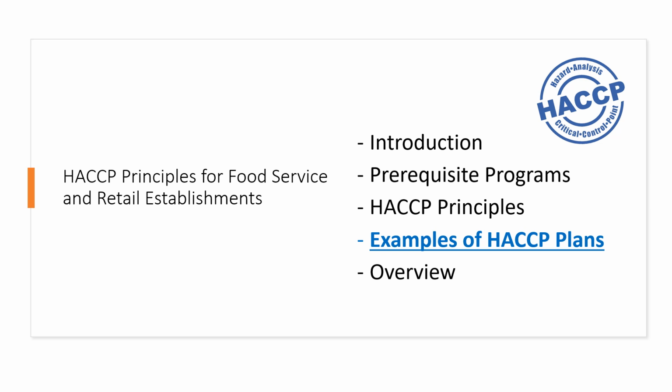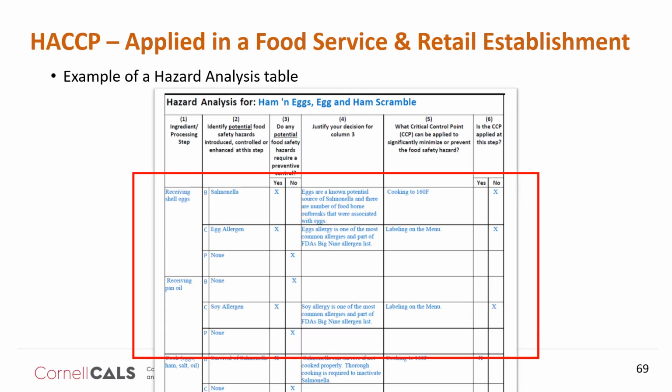Now let's see more practically how a person would apply these principles in a food service or retail environment. First, an example of a table that could be used during process of hazard analysis. You would use this for menu item or group of similar menu items. So we have here an example of ham and eggs or egg scramble. You list all of the steps in column 1, starting with ingredients that are received. We have some examples here, for example, receiving eggs, receiving pan oil.